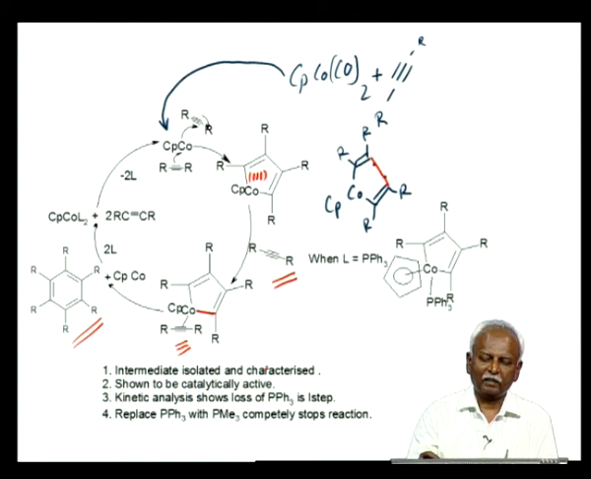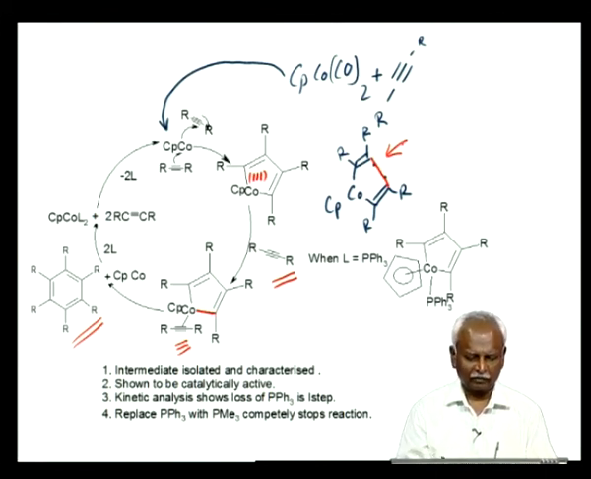I am calling this a metallocyclopentadiene because it is a cyclopentadiene ring in which there is a metal. So, this is a metallocyclopentadiene which has also been isolated and characterized, and if you replace PPh3 with PMe3, you can stop this reaction by adding PMe3, then you can isolate and characterize an intermediate where you have this metallocyclopentadiene on the cobalt.